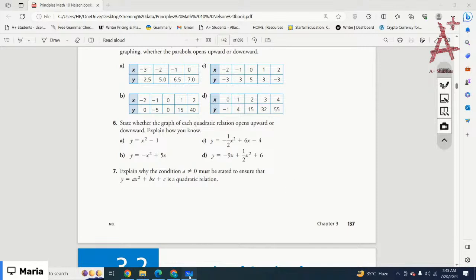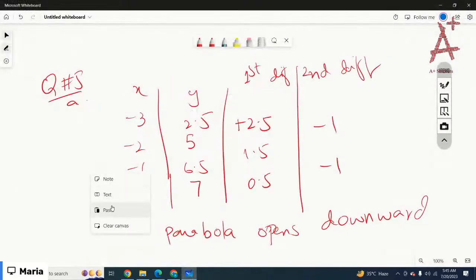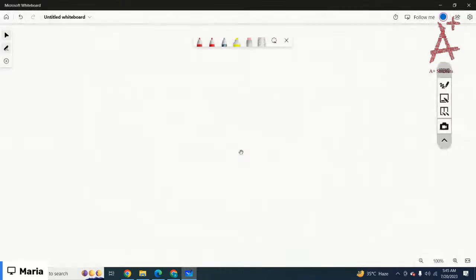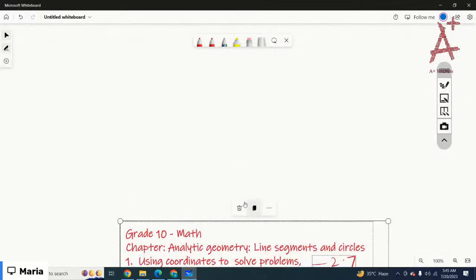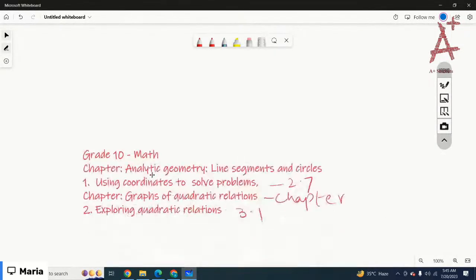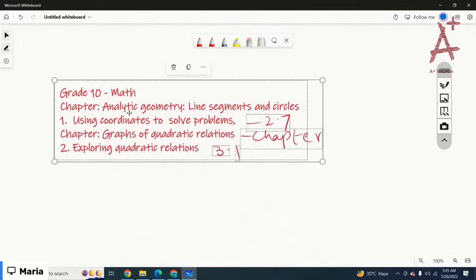We are working on grade 10 math, and the lessons we have covered today are from chapter 2, analytic geometry, line segments and circles. The lesson is using coordinates to solve problems. Then we started chapter 3, graphs of quadratic relations, and the lesson we did is exploring quadratic relations.